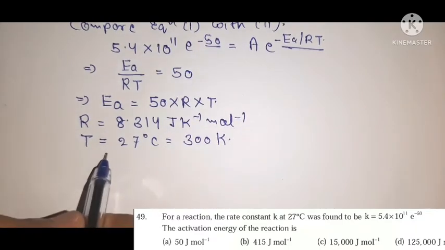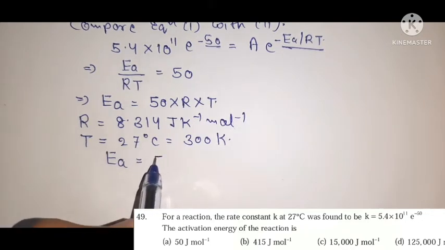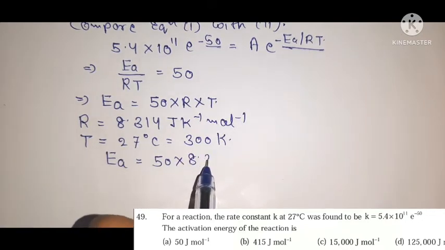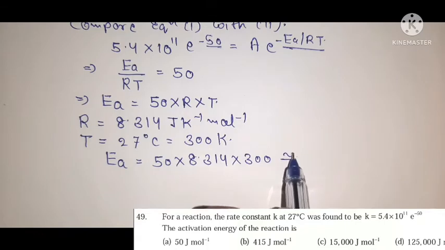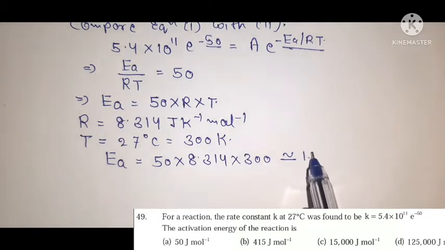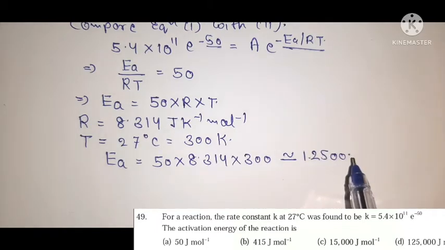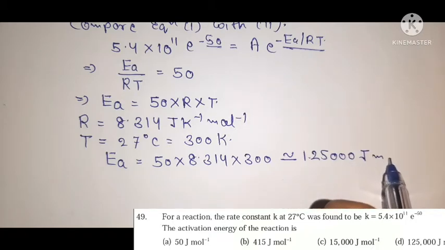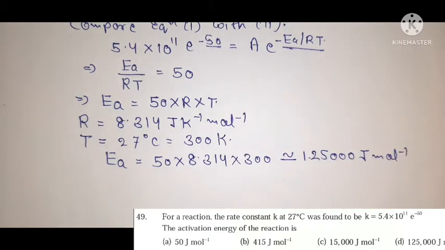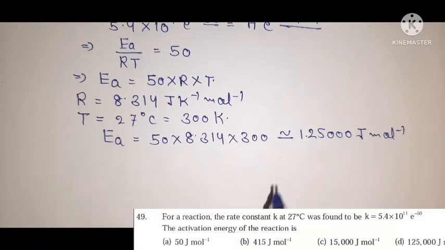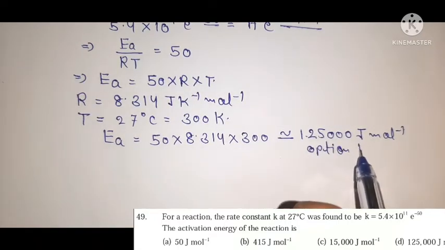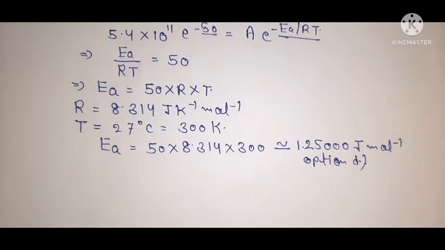Okay, so the value of activation energy will be 50 multiplied by 8.314 multiplied by 300, and when you solve this calculation, this comes nearly equal to 1,25,000 joule per mole. It means the answer is option D. Option D is the correct answer for this question. Understand? Okay.